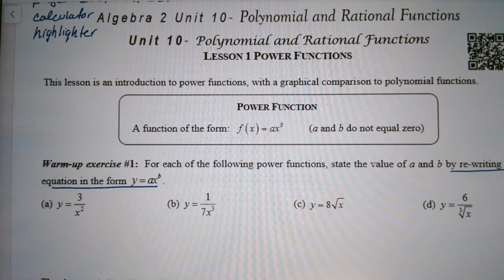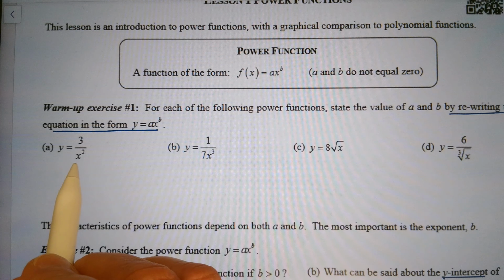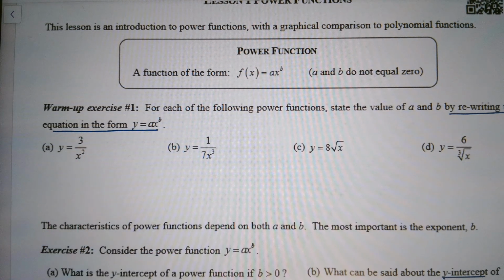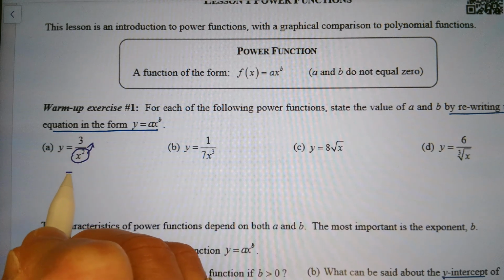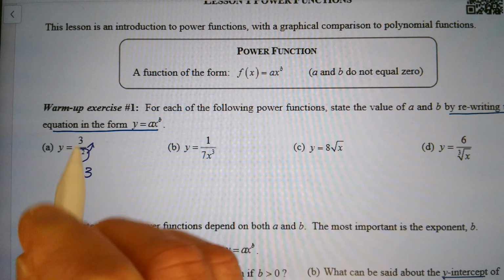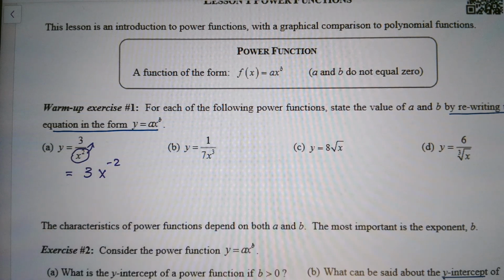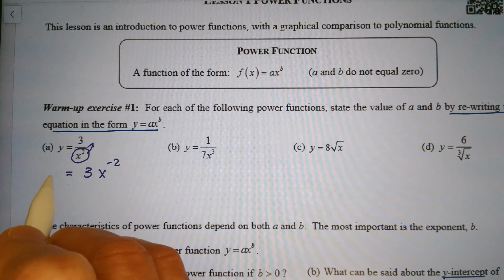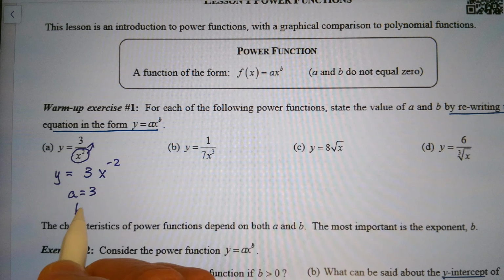Y equals 3 over x squared. We don't want x squared down in the denominator. Rather, we want our variable x as a base up in the numerator. So if we take this and bring it up to the numerator, recall what happens. That's equivalent to 3 times x to the negative 2, in which case a would equal 3 and b equals negative 2.